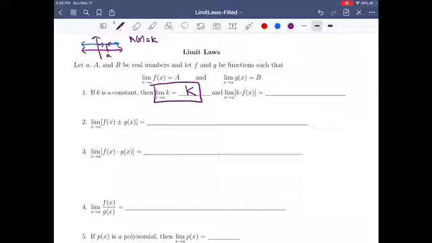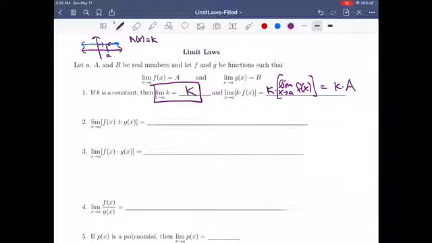We also have this constant multiple rule. So if you have a constant k times a function, you can actually pull the constant outside of the limit. So here we would have k times the limit as x goes to a of f of x. And because this is equal to A, we can write it as k times capital A. So that's the constant multiple rule.